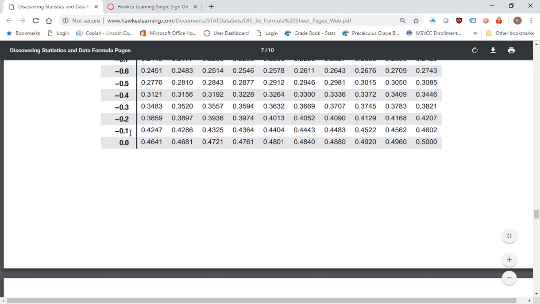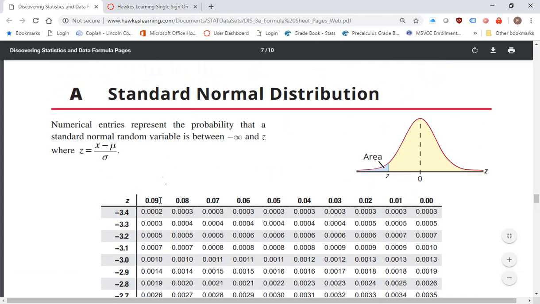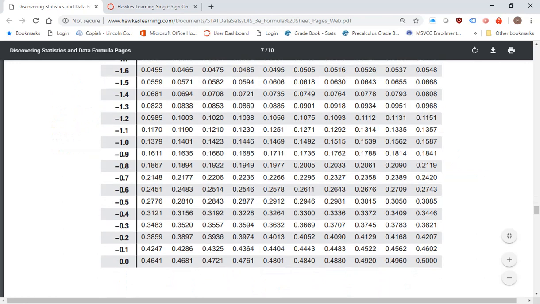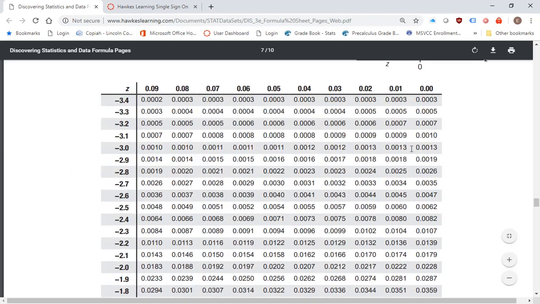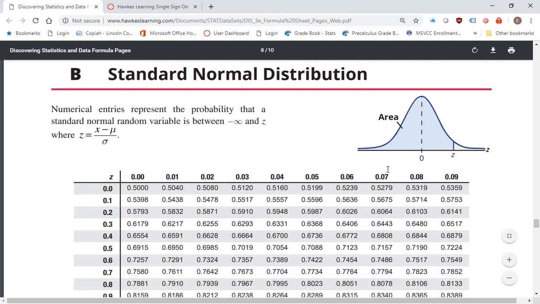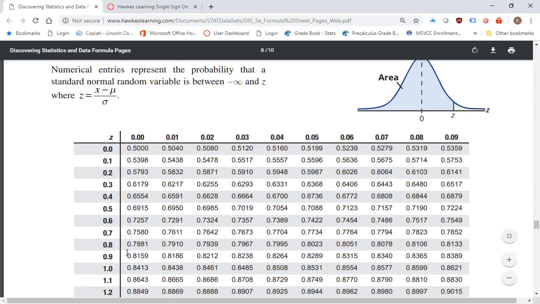So if I look up negative 1.9, the area to the left of negative 1.9 is 0.4247. All right. If I come down here and look up a positive z-score, like 1.00, that would mean the area to the left would be 0.8413. So the total area is always 1.